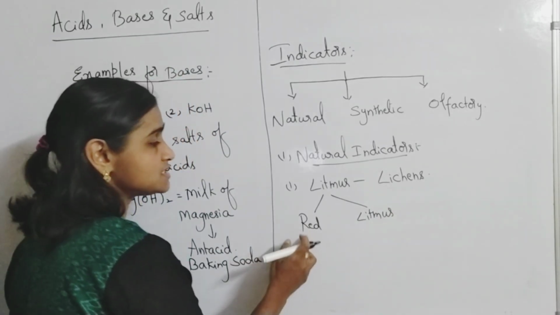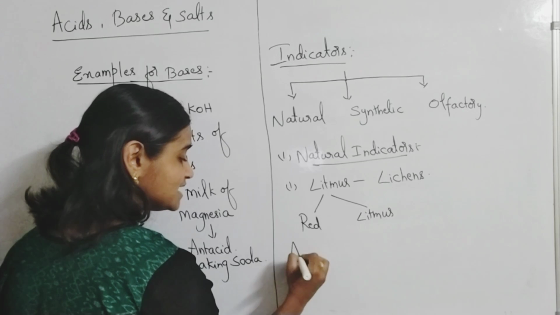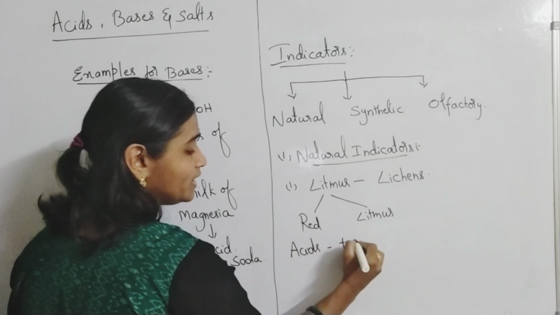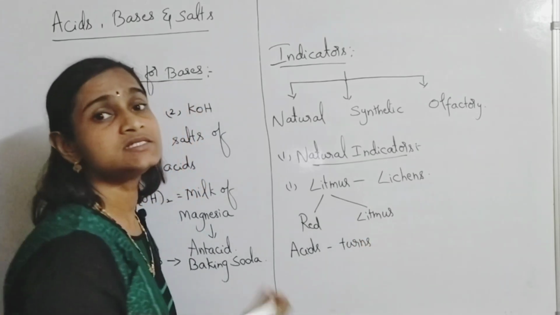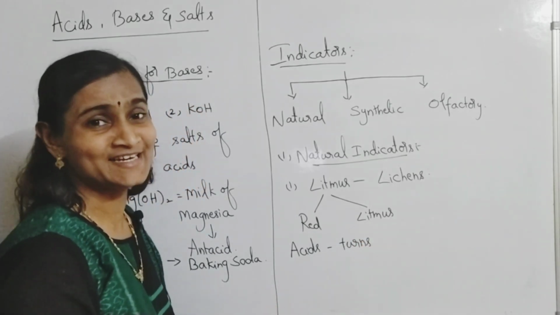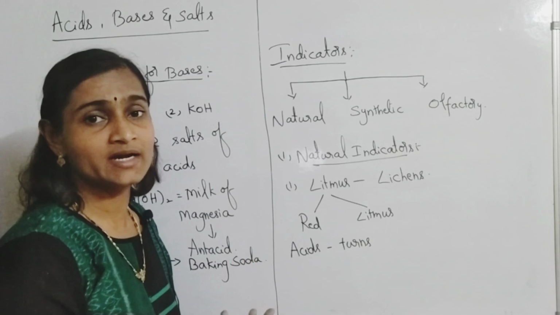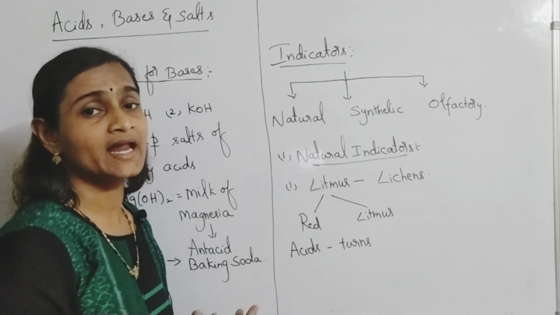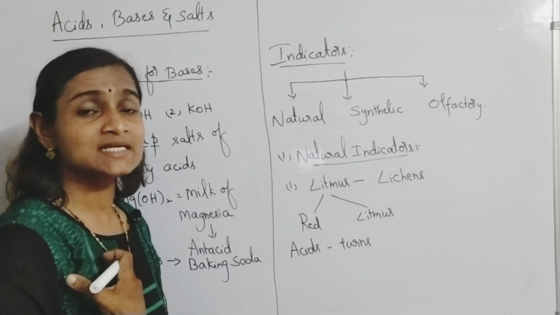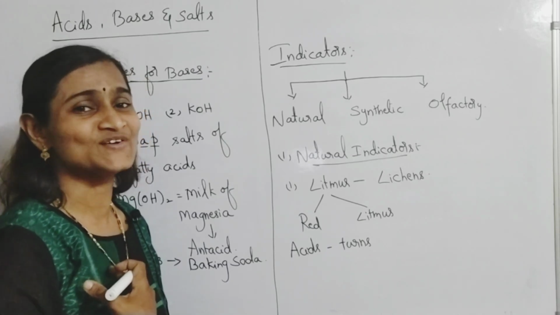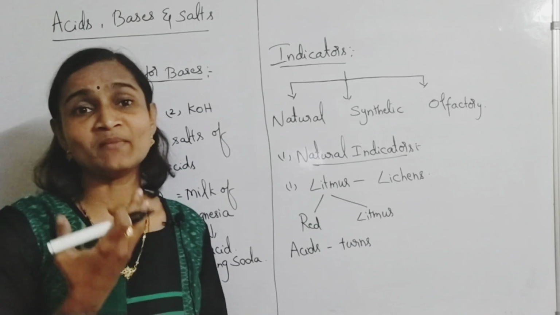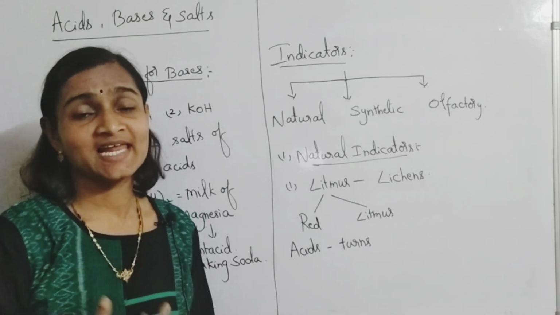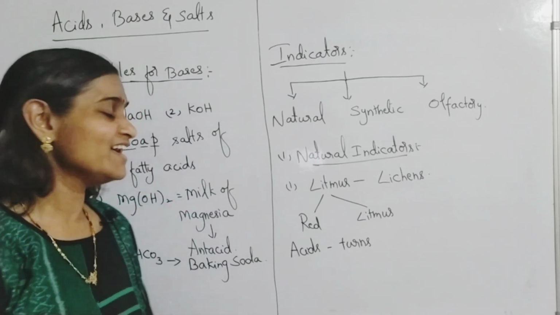So if you take acids, as I just told, they turn blue litmus to red. If anything turns red, it is dangerous, isn't it? Acids, of course, are not dangerous until and unless we take concentrated acids. Because acids are present even in our body, even in our mouth. In our mouth, saliva is there, and saliva is acidic in nature.